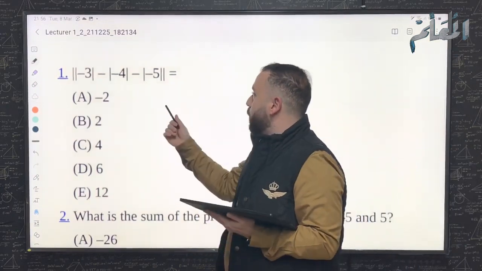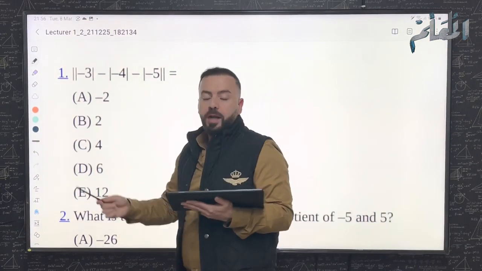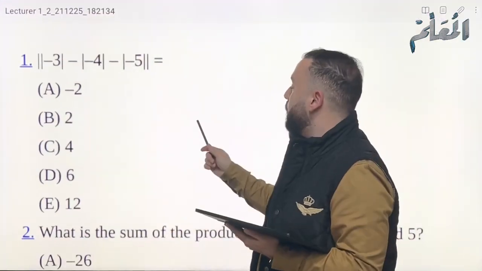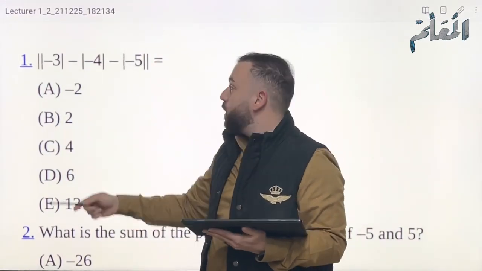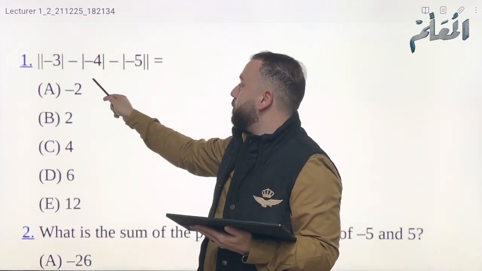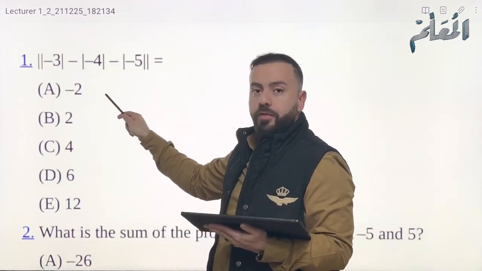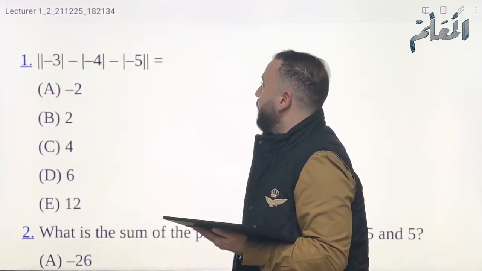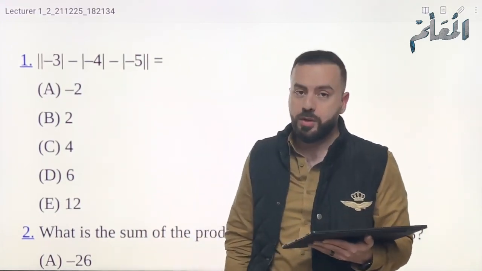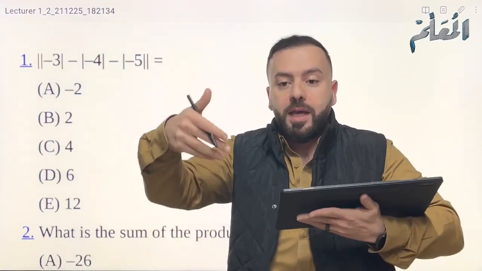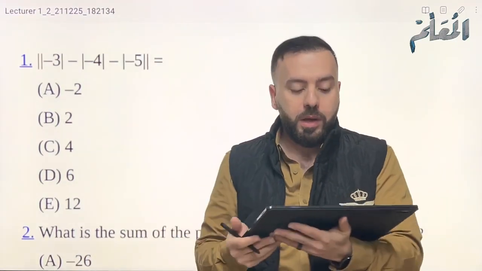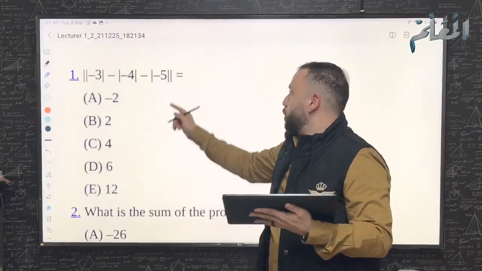we can see question 1 is telling me the absolute value of the absolute value of -3 minus the absolute value of -4 minus the absolute value of -5. It's equal to how much? First of all, think about how you can simplify it from the inside out. What do you mean, mister? It means like this. Check this with me now.